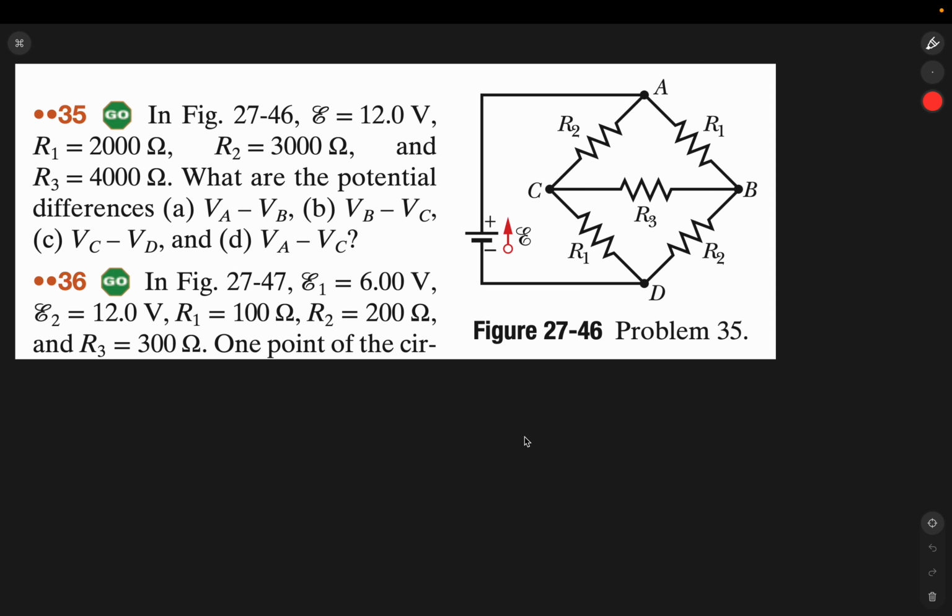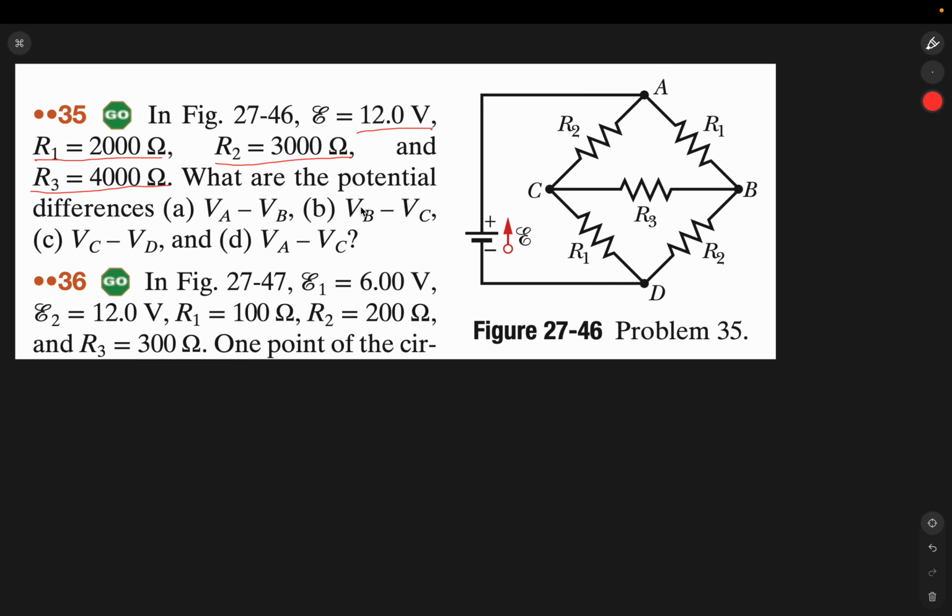In this video, we are going to be covering problem number 35 from chapter 27 of the Fundamentals of Physics, and I'll link the textbook in the description. So let's read the problem. In figure 27, the electromotive force is equal to 12 volts, R1 is 2000 ohms, R2 is 3000 ohms, and R3 is 4000 ohms. We're asked to find the potential differences between various junction points in our circuit: VA to VB, VB to VC, VC to VD, and finally VA to VC.